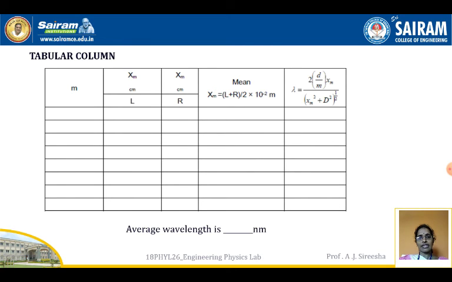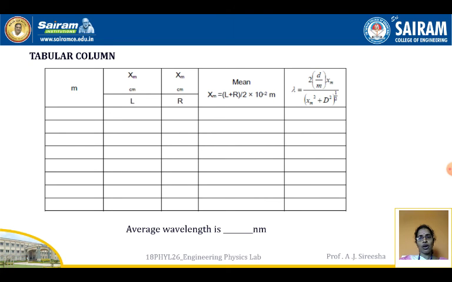Now calculate the value of lambda. Substitute the values of m, the order, d, the diffraction grating element constant, and xm, the corresponding distance from the center spot, measured in meters. You can substitute the values, and capital D we are using as 100 centimeters or 1 meter. Calculate the value of lambda here.